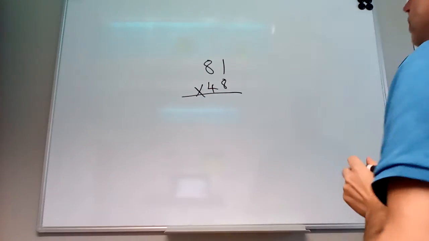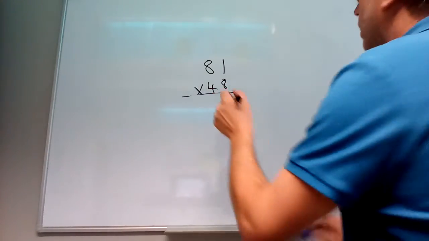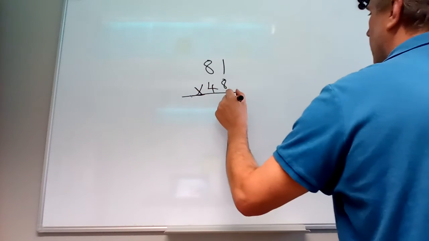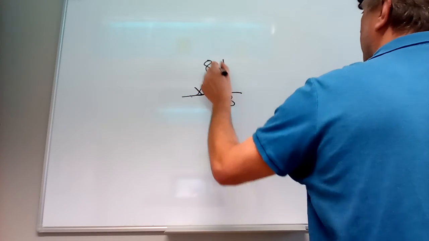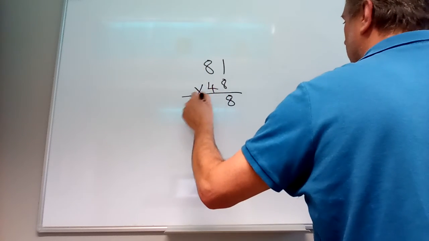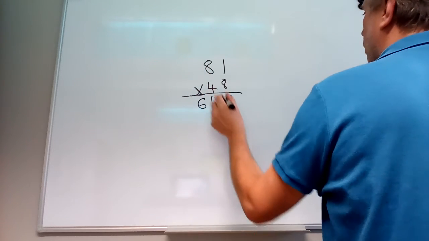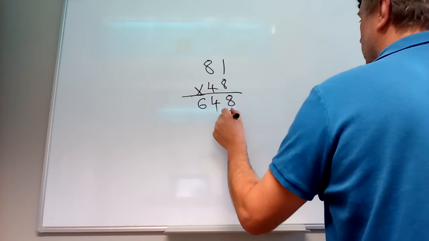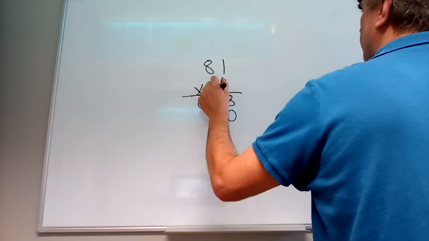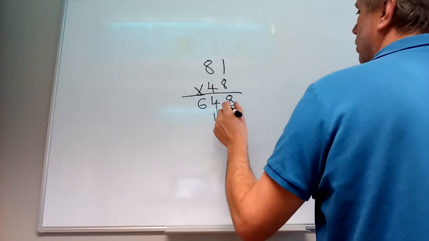Okay, let's try that and see how that goes here. All right, so 8 times 1 is 8. 8 times 8 is 64. Now there's nowhere to carry it to, so you can put your 64 there. Now we're going to go to the 4, but we've got to put our 0 as a placeholder first. 4 times 1 is 4, and 4 times 8 is 32.